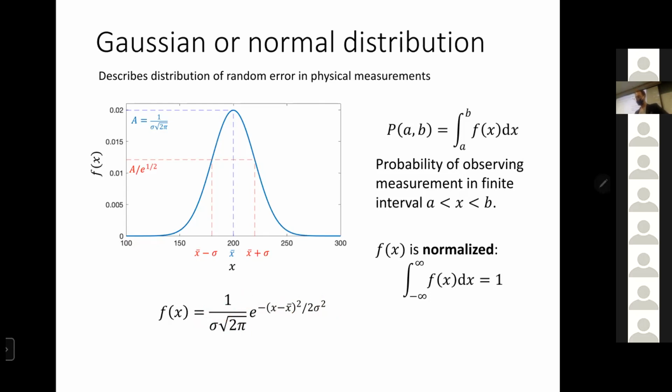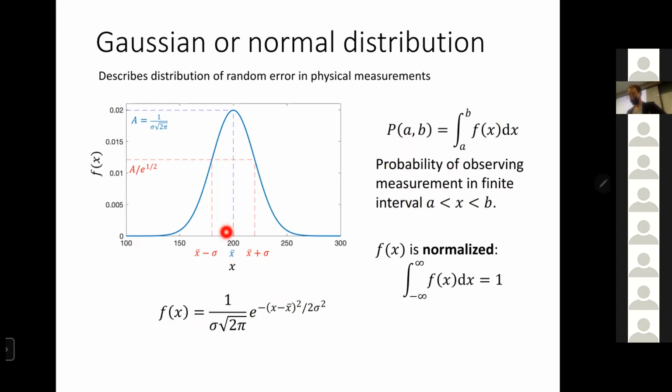Okay, and the way that a Gaussian distribution is defined is such that the probability of observing a measurement within a finite interval between A and B is the integral from A to B of this Gaussian function that describes the probability distribution. Okay, that's how it's defined.